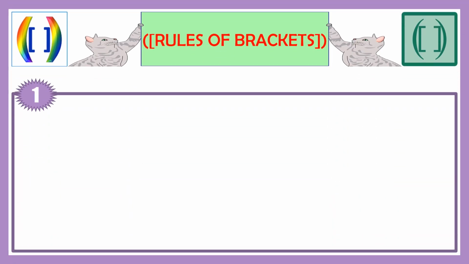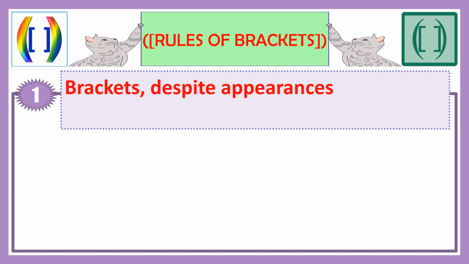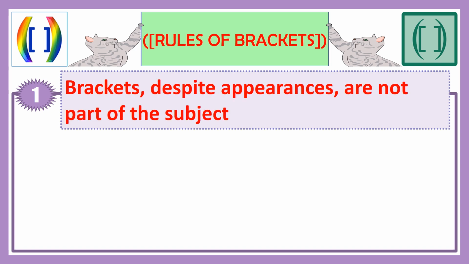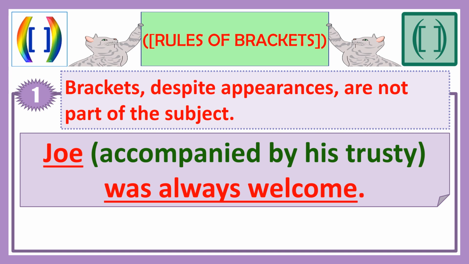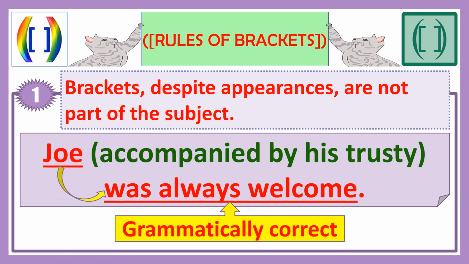Let's discuss the rules of brackets. Rule 1. Brackets, despite appearances, are not part of the subject. Consider this example. Here, the bracketed information, accompanied by his trustee, is an adjunct without which the sentence Joe was always welcome is grammatically correct.